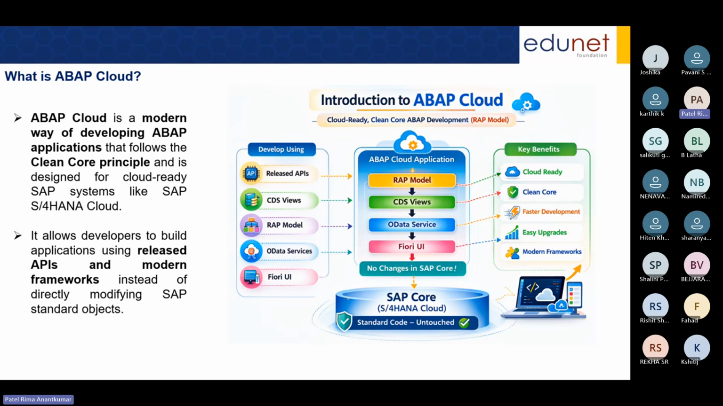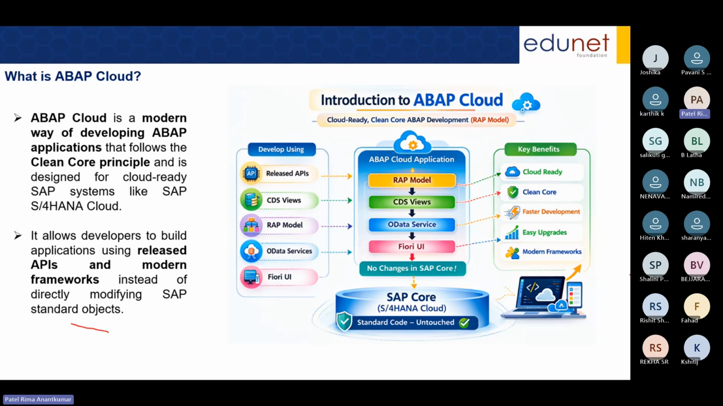Okay. Now, talking about the second one, which is known as the ABAP Cloud. ABAP Cloud is nothing but the modern way of developing ABAP applications, which follows the clean code principle and is designed for cloud ready SAP systems like SAP S4 HANA Cloud, right? So here the application is using release APIs and modern frameworks instead of directly modifying the SAP standard objects.